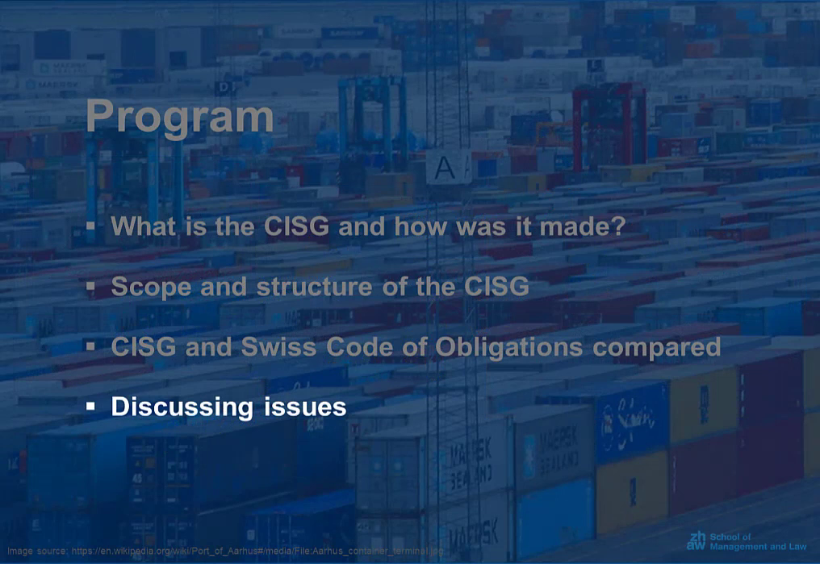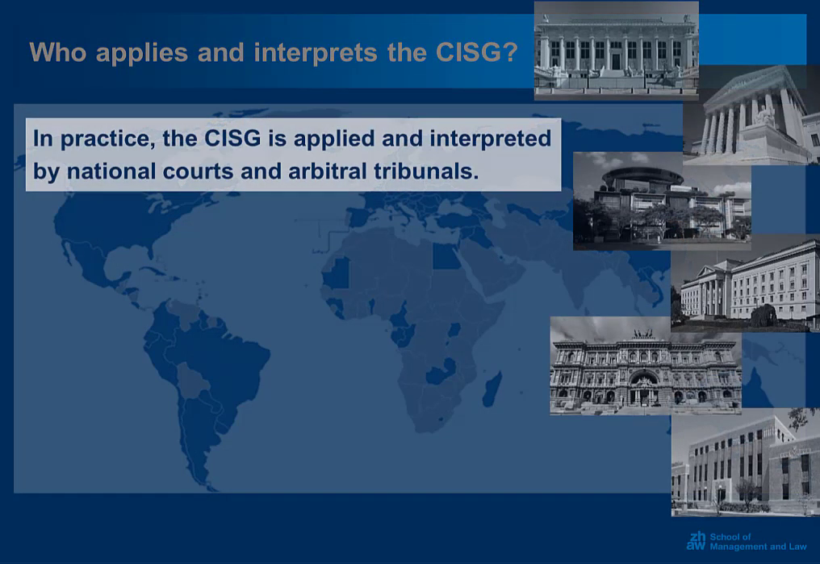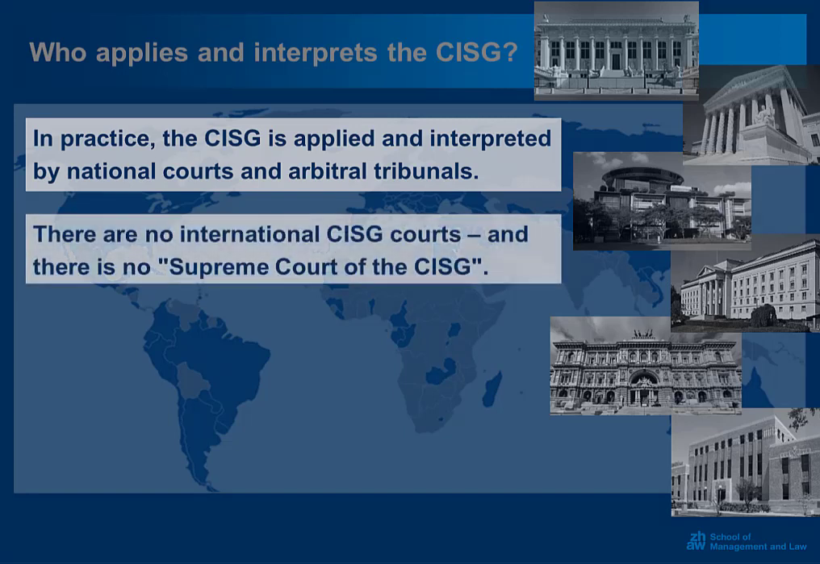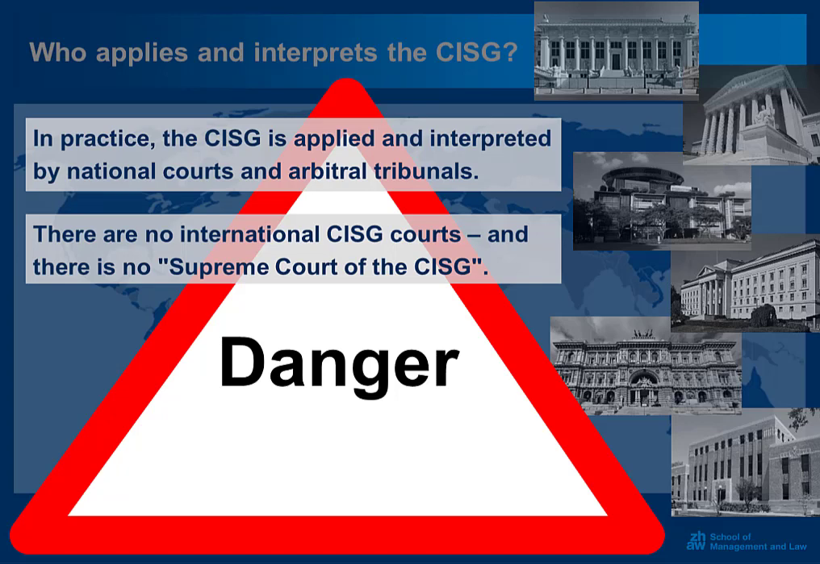In the final part of this lecture series, I would like to go into discussing issues. The first issue is related to the interpretation of the CISG. In practice, the CISG is applied and interpreted by national courts and arbitral tribunals throughout the world. There are no specific international CISG courts, and there is no such thing as a Supreme Court of the CISG. This leads to the danger that the CISG, that is meant to provide a uniform set of rules for international sales transactions, becomes non-uniform through interpretation by different courts and different arbitral tribunals in different parts of the world.